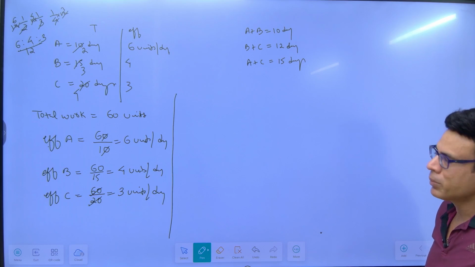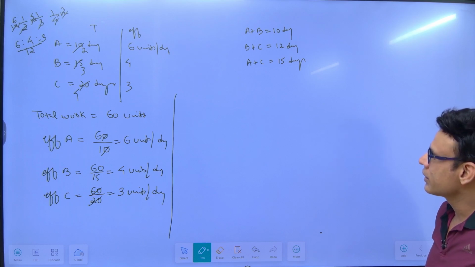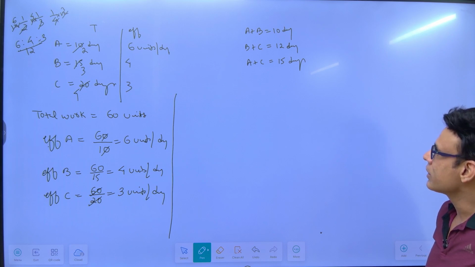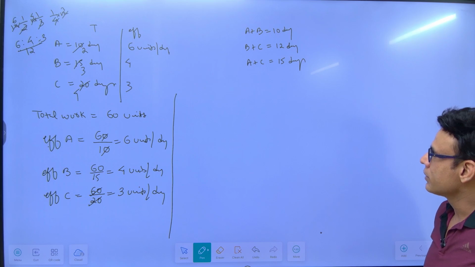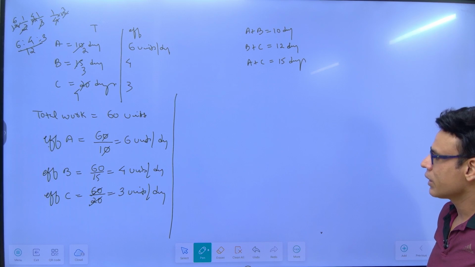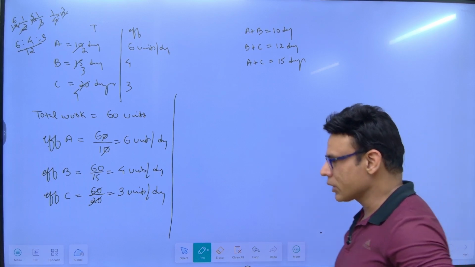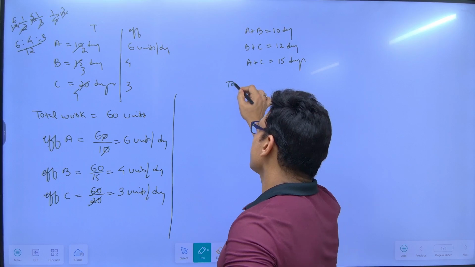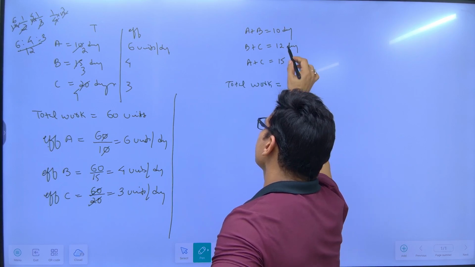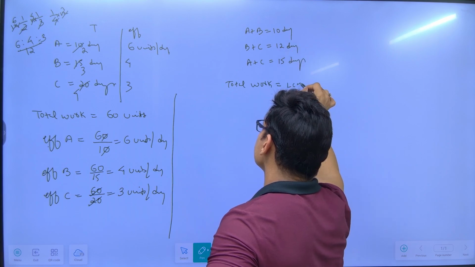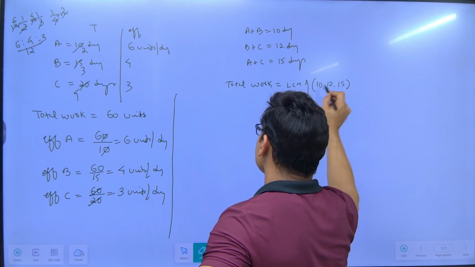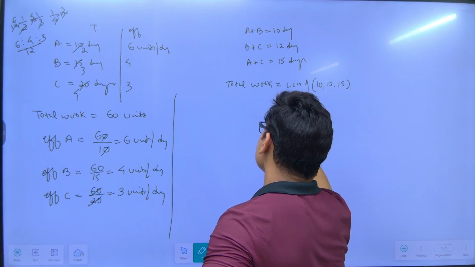Because A together with B is taking 10 days, B and C are taking 12 days, A and C are taking 15 days. So either B is super fast or C is the slowest. First you find out the total work, which is the LCM of the given number of days, 10, 12 and 15, which is equal to 60, right?